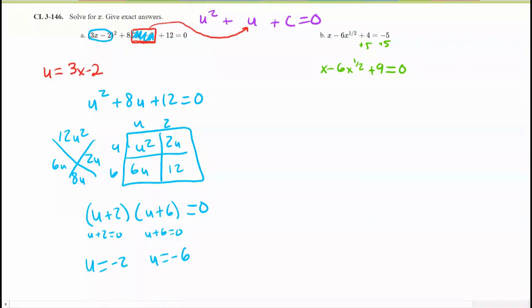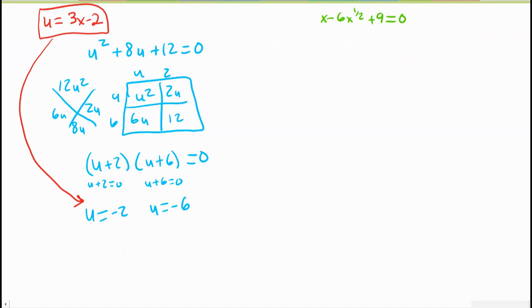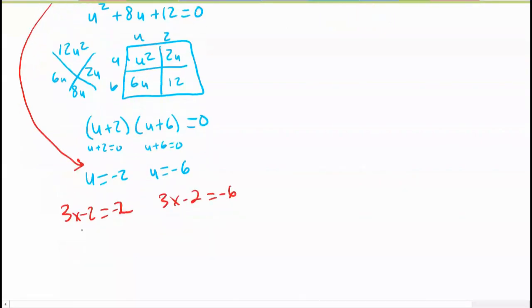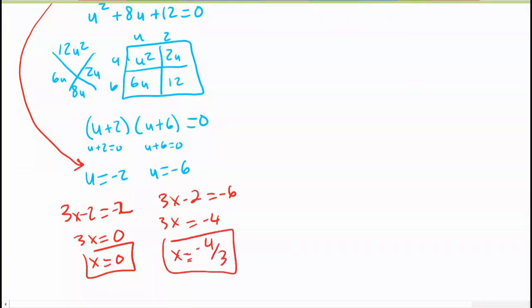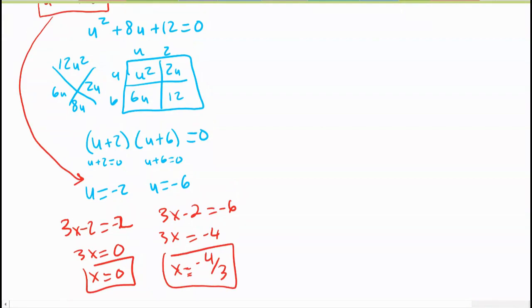Once I've found what u is equal to, I'm now going to replace back what I started with into u. So what that means is that I'm going to get 3x minus 2 equals negative 2, and 3x minus 2 equals negative 6. And now I just have to solve for x. I add 2 to both sides, divide by 3. My first solution is 0. I add 2 to both sides, I divide by 3, and my second one is negative 4/3. So that's how we use u substitution to help us in the first one.